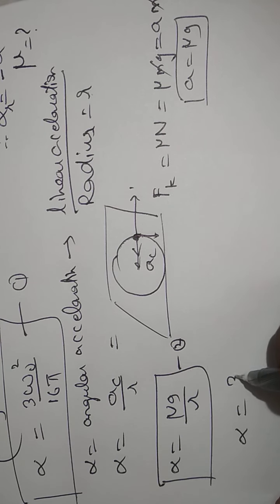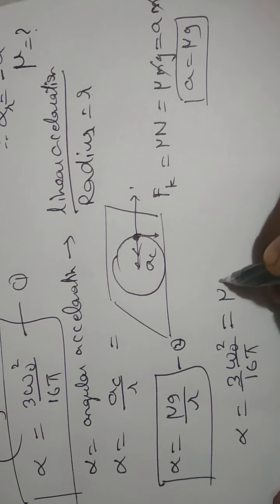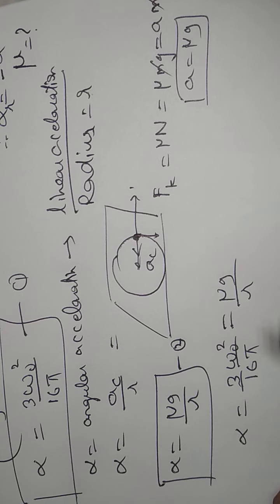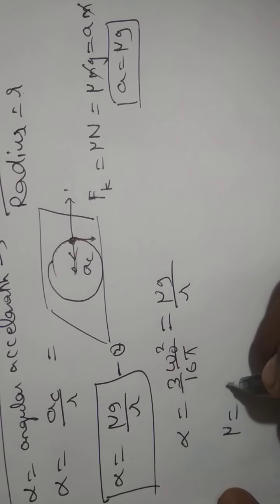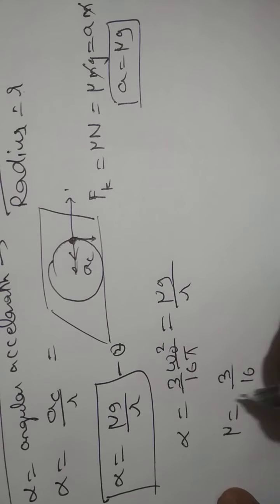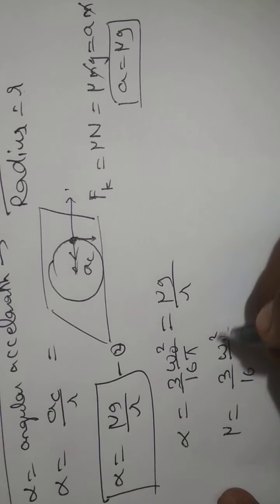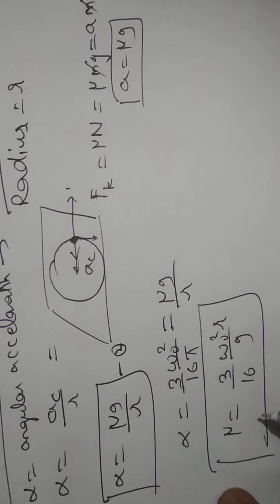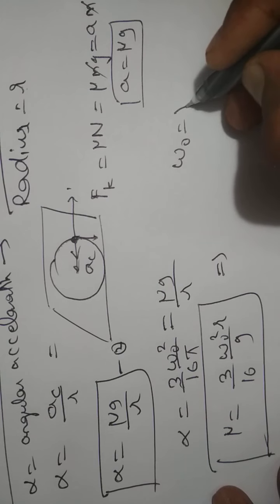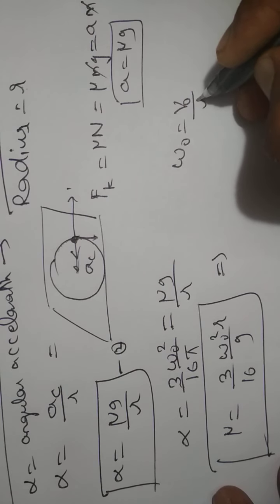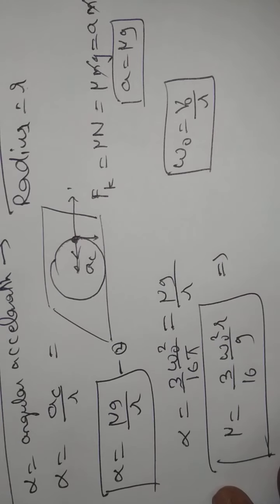Alpha, which is equal to 3 by 16 omega naught square by pi, is equal to mu g by r. That's it. We want mu. We want just mu. What is mu? Just take all the things to that side: omega naught square r by g. But this is not the option given in IIT JEE Advanced. It is given in terms of linear velocity. But we know omega naught is equal to V naught by r. So we're going to substitute it here.